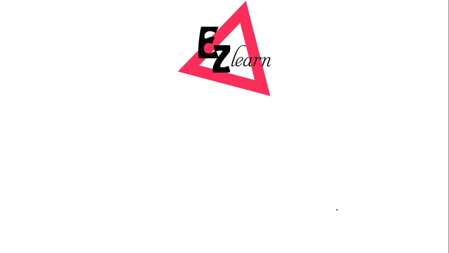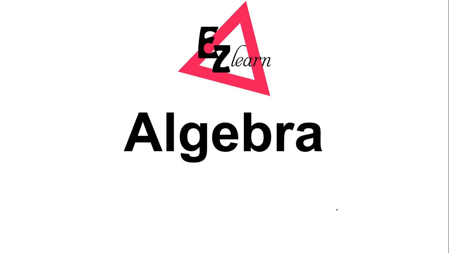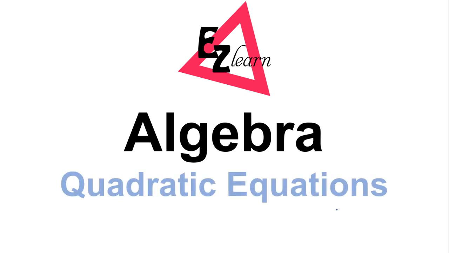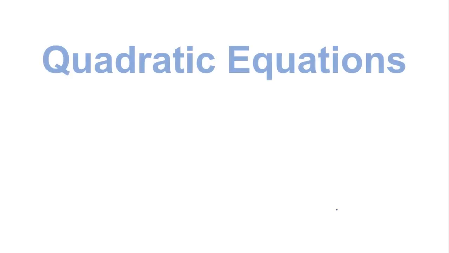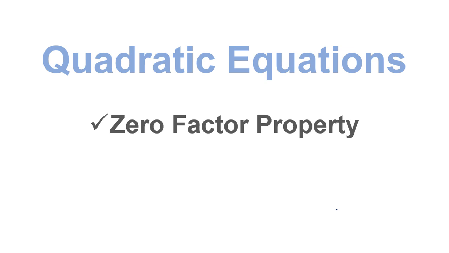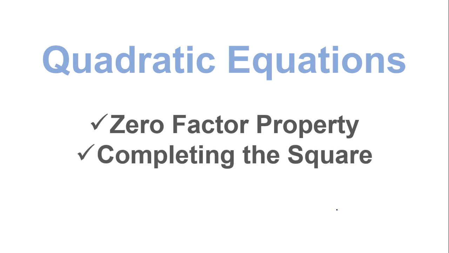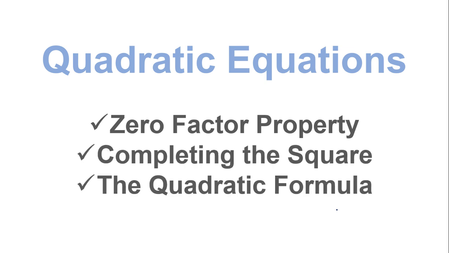And today's topic is algebra, within which we're going to be doing quadratic equations. To begin with, quadratic equations can be solved using three methods. First one, zero factor property. The second one is completing the square. And the third one, the quadratic formula. For today's lesson, we're going to be doing the very first one, that is the zero factor property.